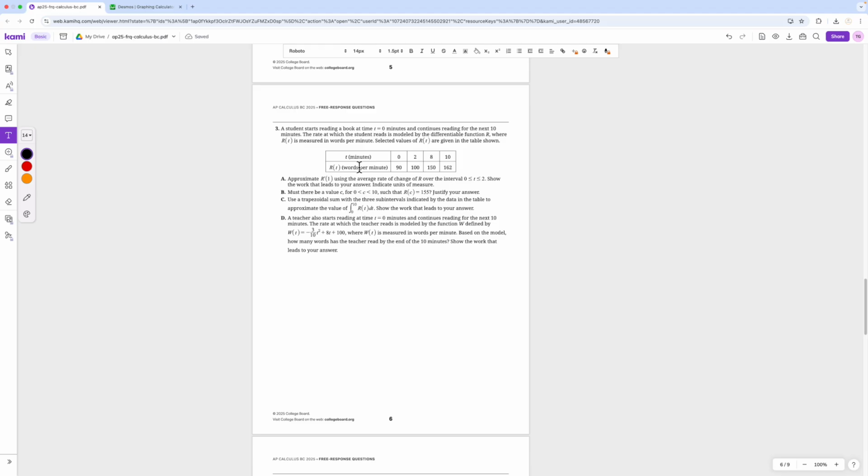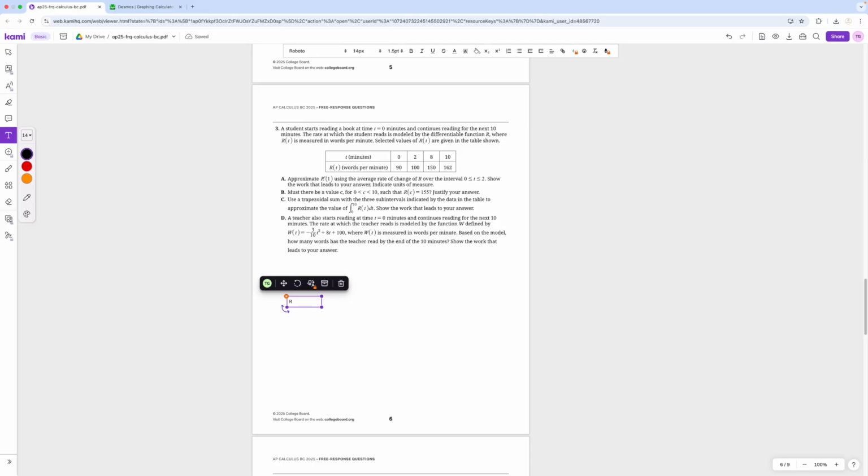Approximate r prime of 1 using the average rate of change over this interval and indicate units of measure. So what's r of t? This is the rate at which a student reads. So how do we find r prime of t? What we have to do, and we're approximating, by the way, is the same as the average rate of change just over 0 to 2.